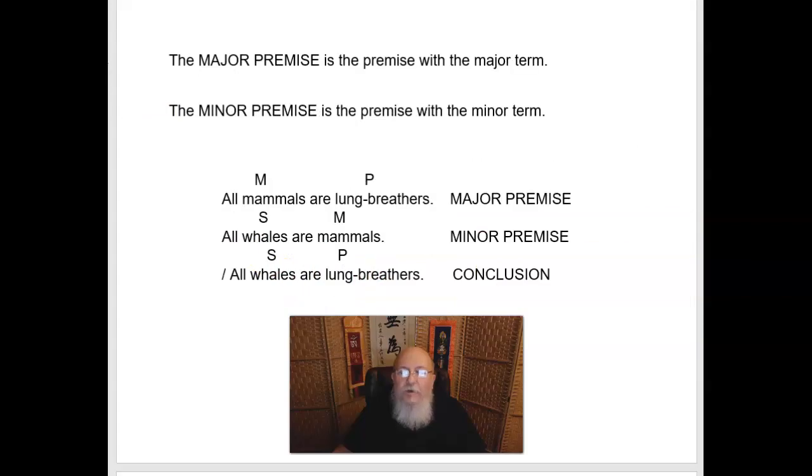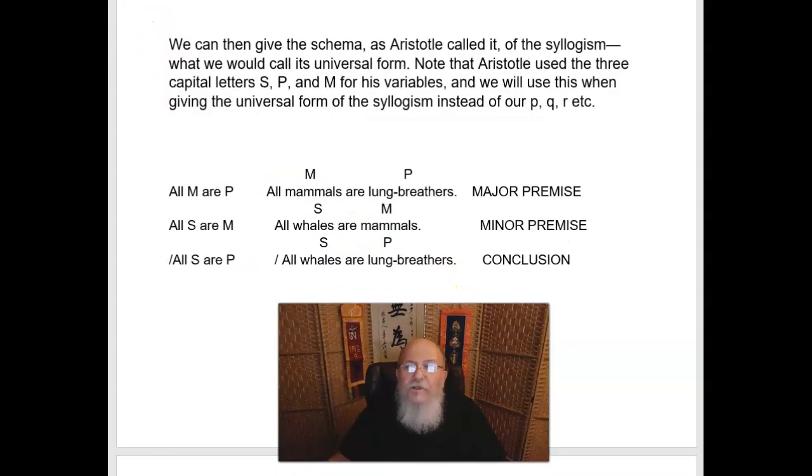We can then label our premises if we wanted to, or identify them. The major premise is the premise with the major term. The minor premise is the premise with the minor term. And then what's left over is the middle term, and there we have our conclusion. We can then give the schema, as Aristotle called it, of the syllogism, what we would call its universal form. Now note that Aristotle uses the three capital letters S, P, and M for his variables, and now we will use this when giving the universal form of the syllogism instead of our P's, Q's, and R's, an homage to the great Aristotle. And so there we have a fully identified syllogism, with the universal form or schema: all M are P, all S are M, all S are P.